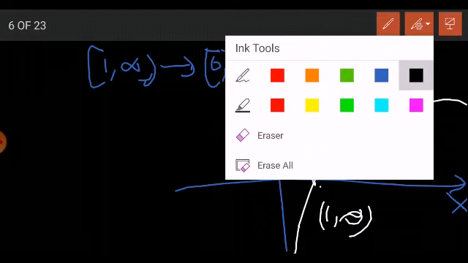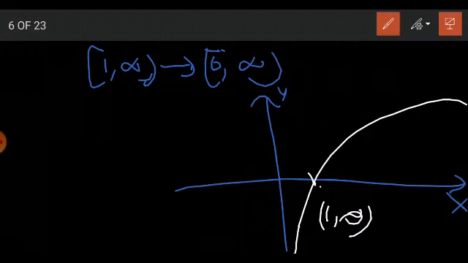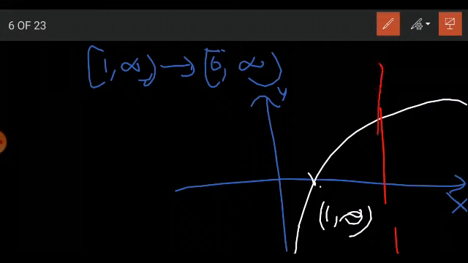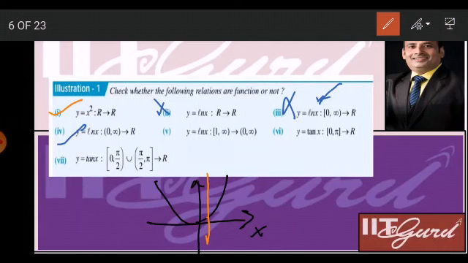Yes, it's okay. So draw a line parallel to the y-axis. If it cuts at one point, then yes, it is okay, it is a function. Here it is a function. You can say it is a function. So this one is also a function.